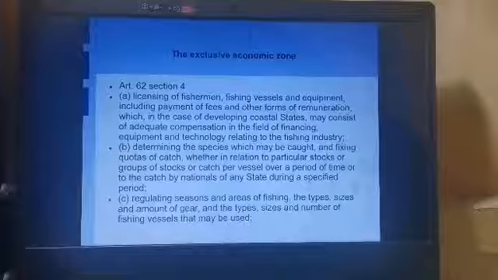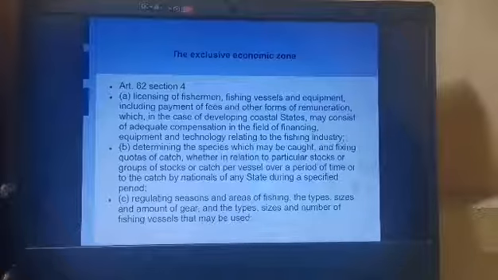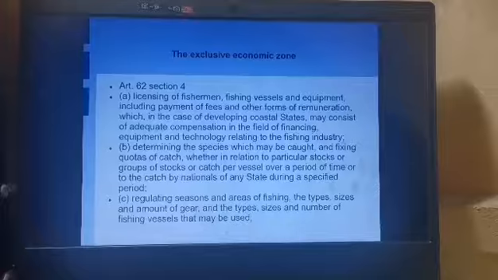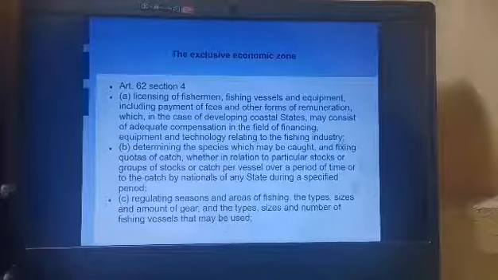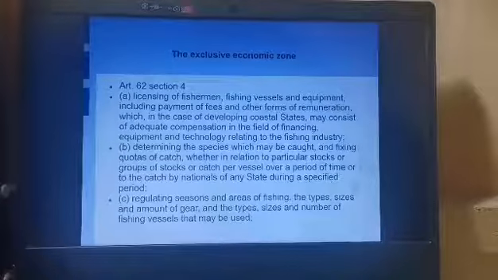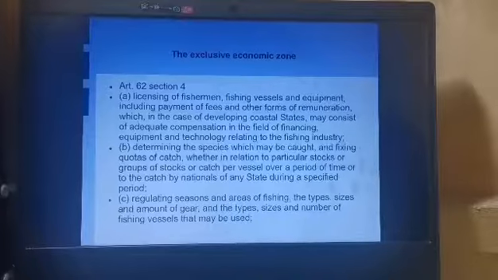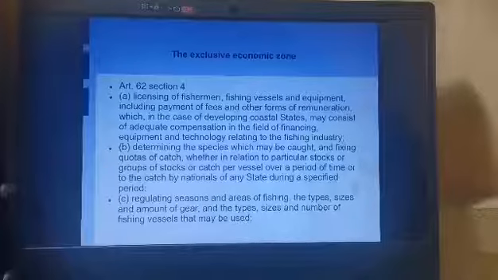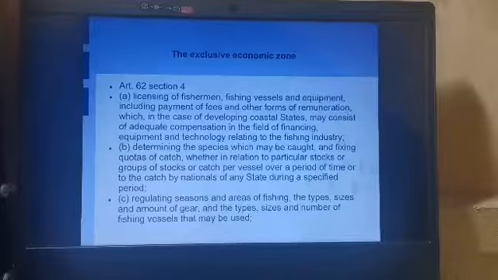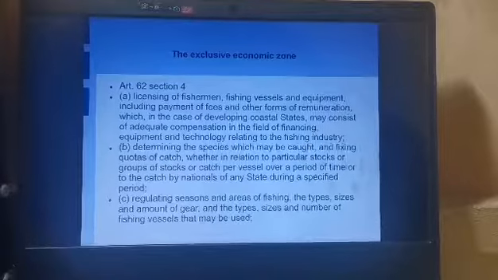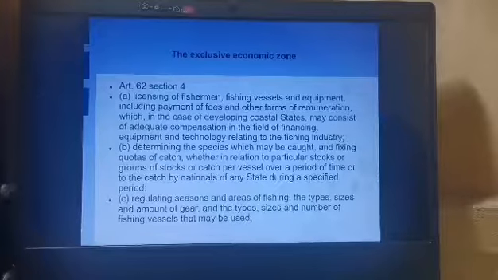Pursuant to Article 62, Section 4 states that nationals of other states fishing in the exclusive economic zone shall comply with the conservation measures and with the other terms and conditions established in the laws and regulations of the coastal state. These laws and regulations shall be consistent with the convention and may relate inter alia to the following. A. Licensing of fishermen, fishing vessels, and equipment including payment of fees and other forms of remuneration, which in the case of developing coastal states may consist of adequate compensation in the field of financing, equipment, and technology relating to the fishing industry.